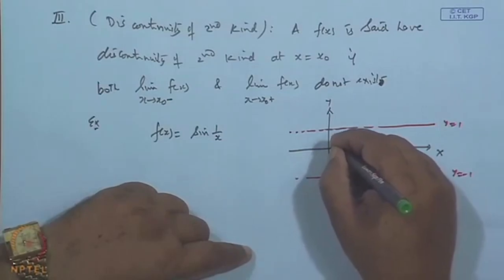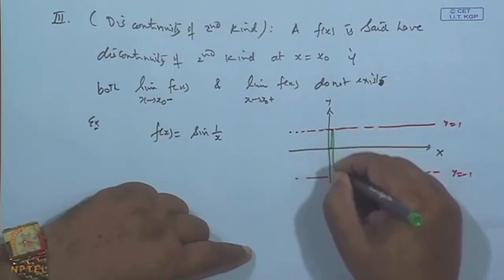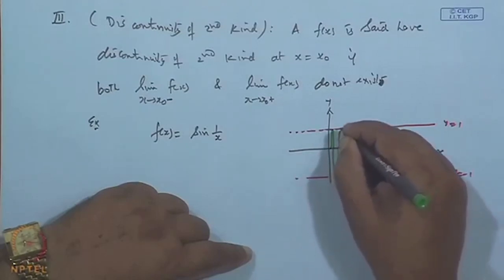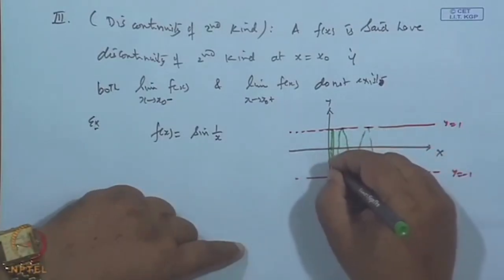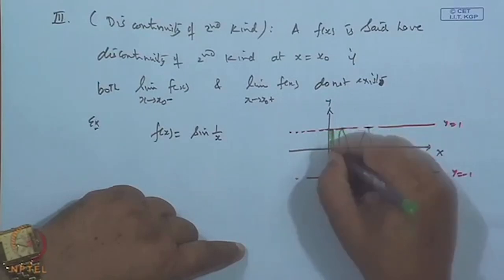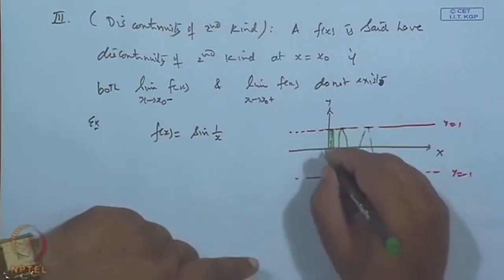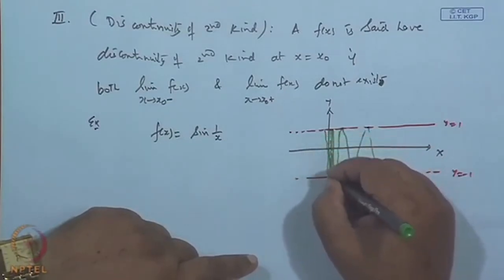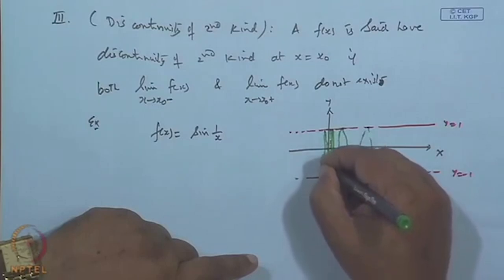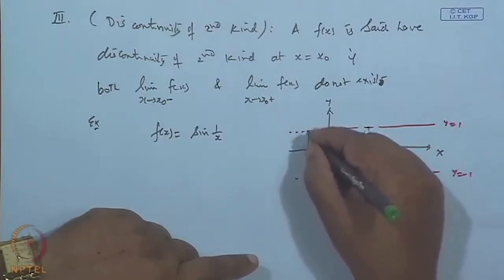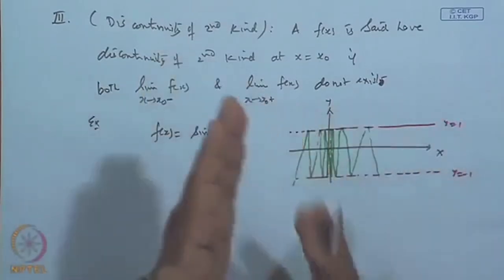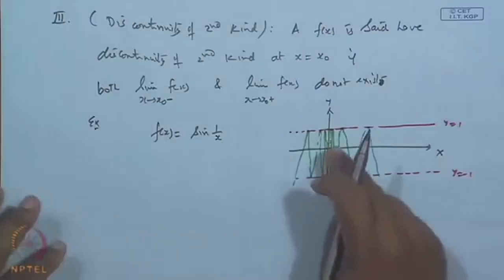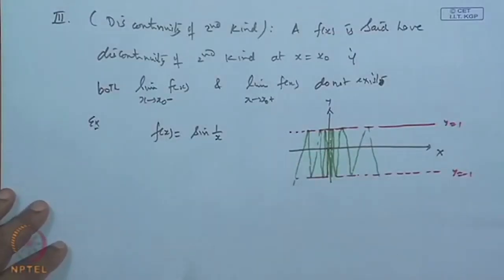Something like this, is it not? And as soon as it comes here, it gets very, very close, but it never touches here. Similarly here, it is very, very close. So around the point zero, it gets so congested, and it is going up and down very fast. That is, near x equal to 0, it has a sudden jump.